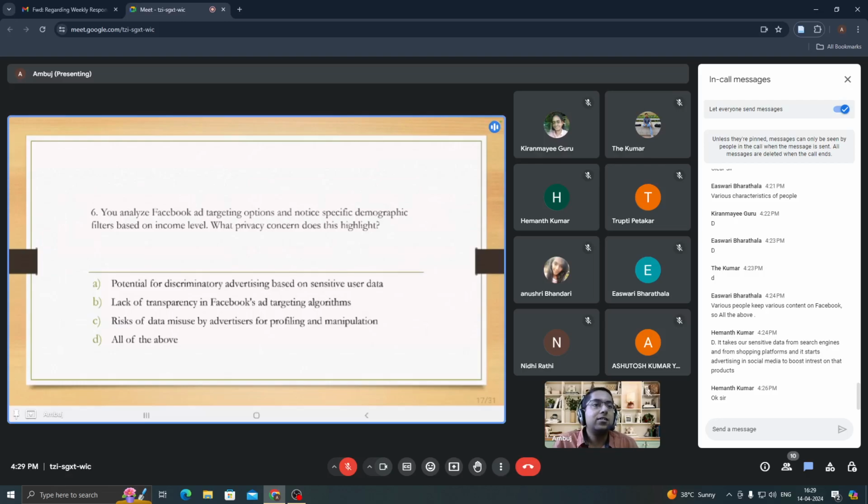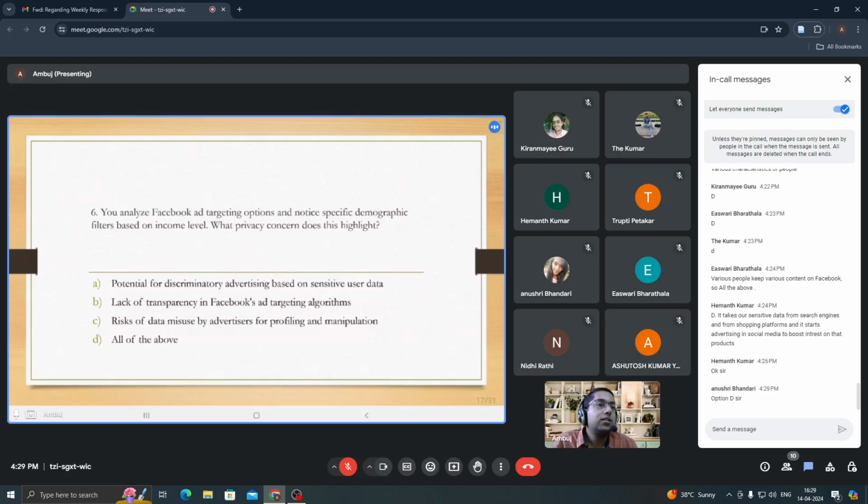I don't know about your experiences regarding these interactive sessions, but I enjoyed them a lot. This is feedback from my side. You all were very responsive. I haven't found a single day in which none of you responded, so I'm very happy regarding it. Yeah, what happened? Why so little response? Ratan has answered option D. Anushri has answered option D. Trupti has not answered even a single question. No problem. Let us move forward.